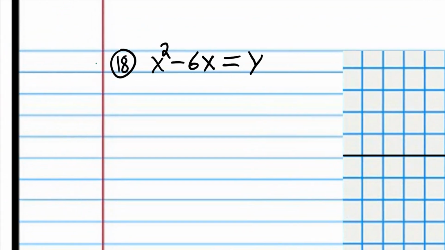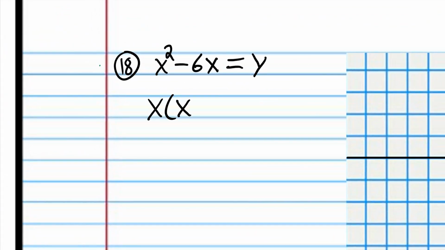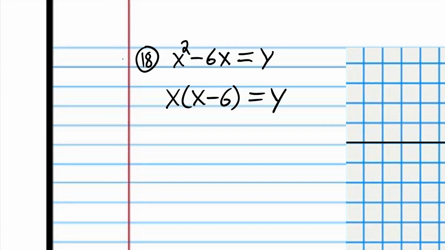All right, we're back. So I'm going to factor out the greatest common factor, which is x. If you factored out x, you're right. Now, why does that work? Because if you use the distributive rule and go backwards, x times x is x squared, and x times negative 6 is negative 6x. That's why I know that I factored correctly.